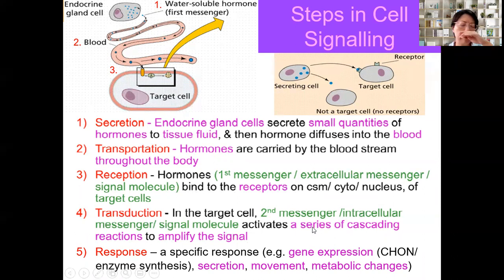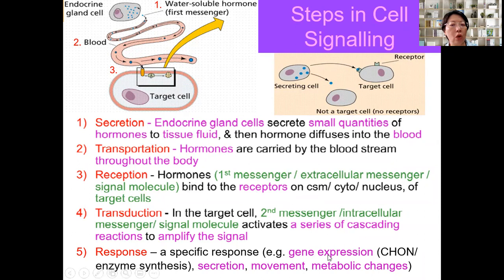So all these are the important points you have to learn up. Even like the hormone, what is a hormone? Hormone is a first messenger or extracellular messenger or the signal molecule. Then what is a response? It depends on the cell, the target cell.